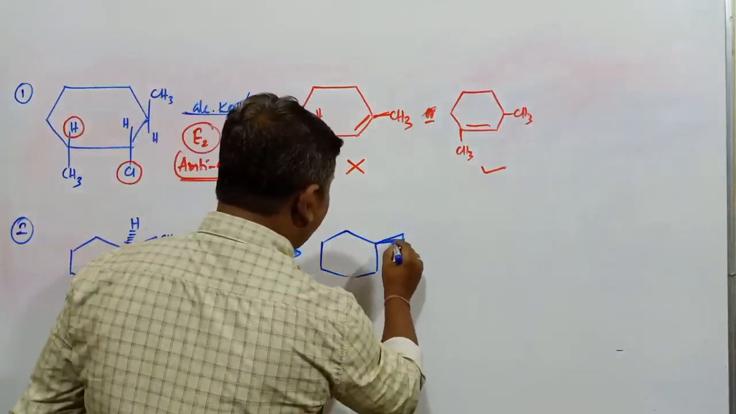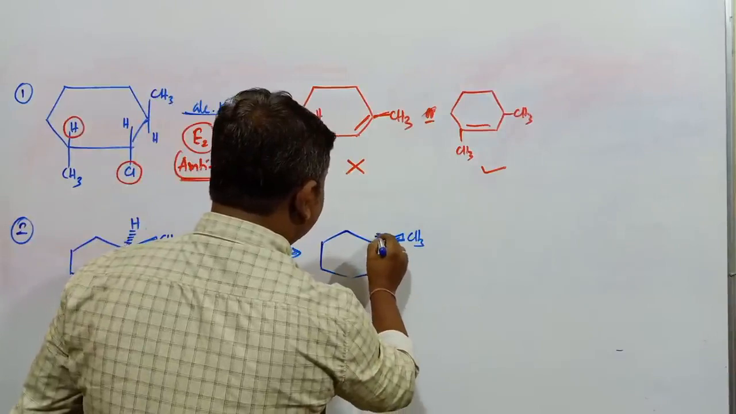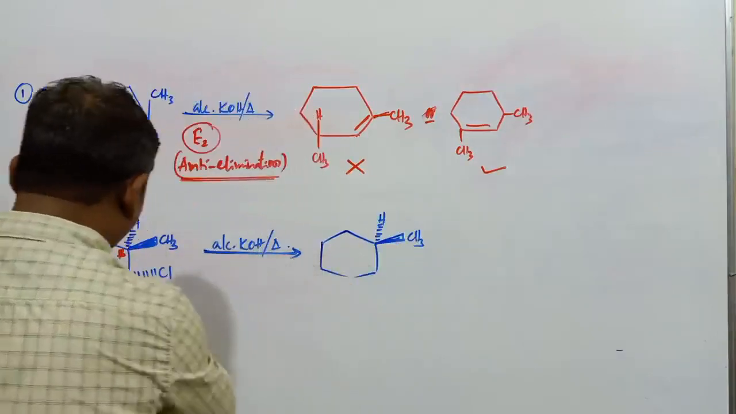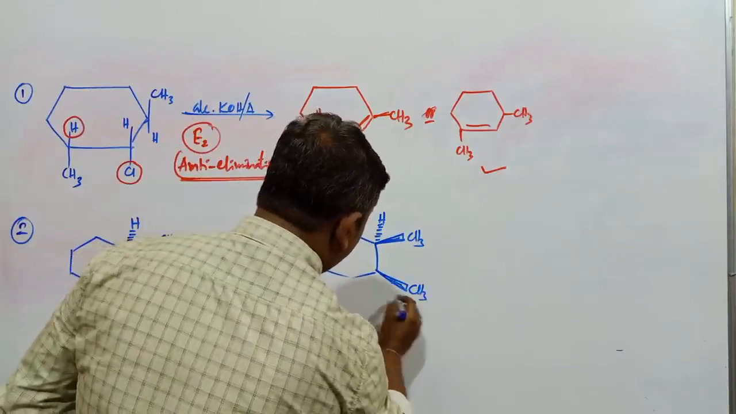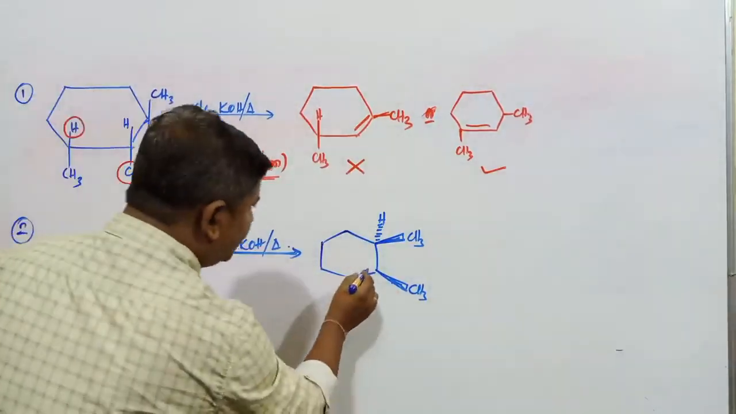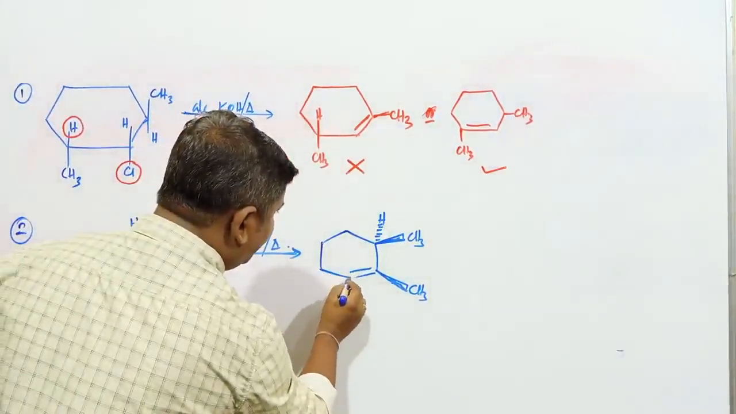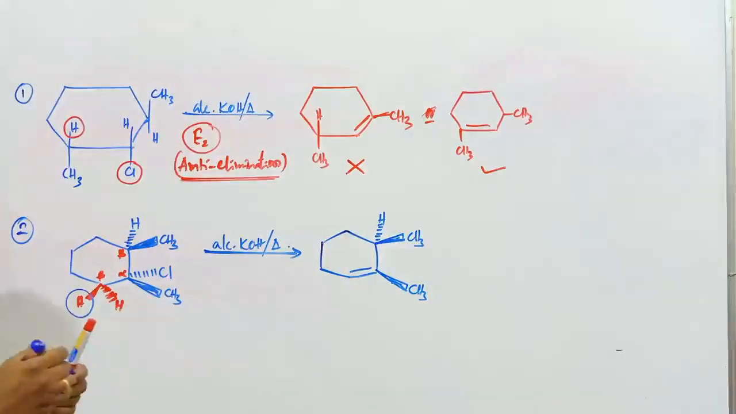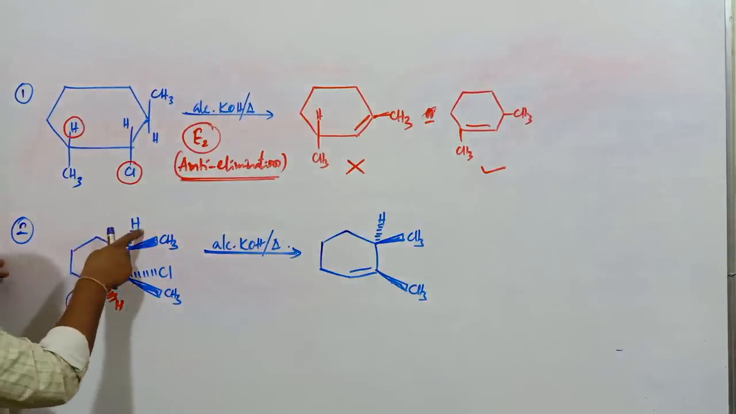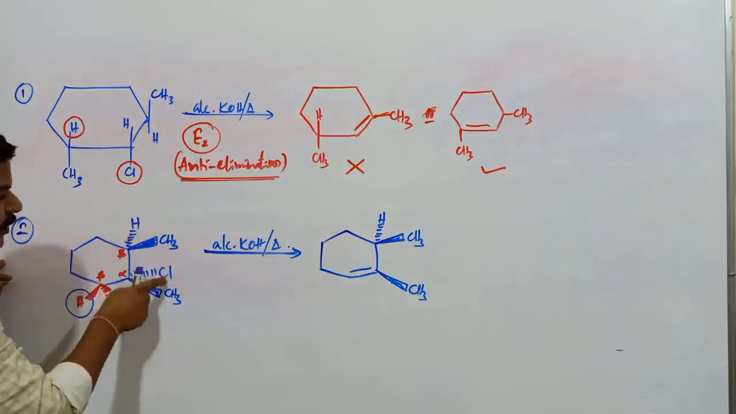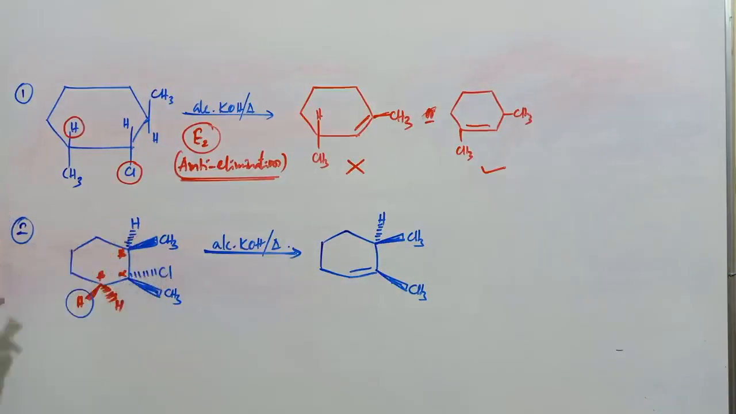This group remains as it is, CH3. This is the hydrogen. The halogen chlorine atom is eliminated, and the double bond forms between these two carbon atoms. So this is the product obtained. Why is this other hydrogen atom not eliminated? Because these two are not in an anti-periplanar arrangement. Hence the product will be this alkene. It is not some other compound. Copy this.